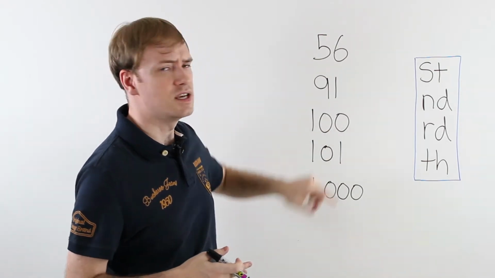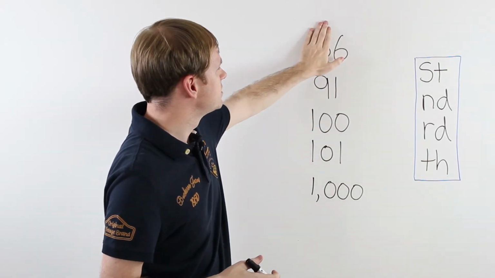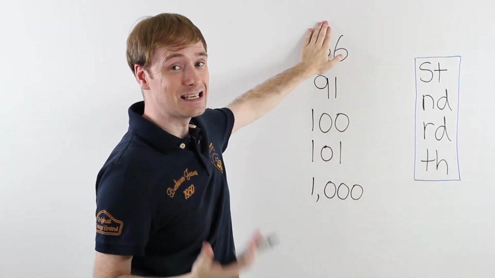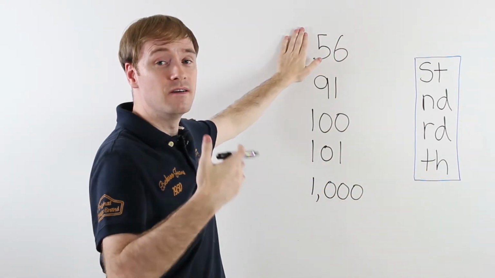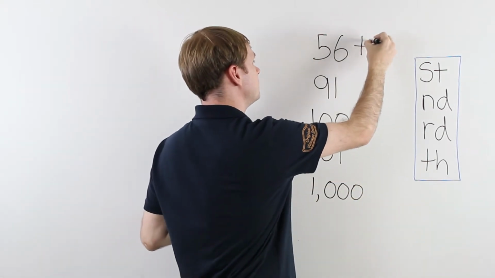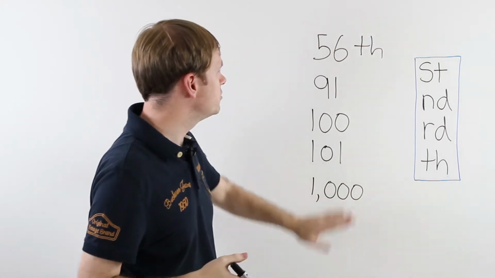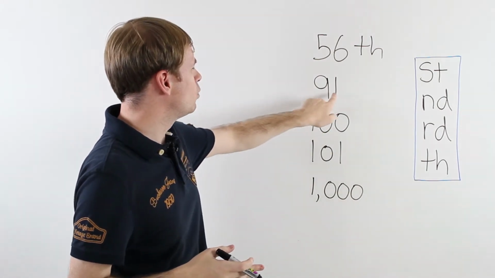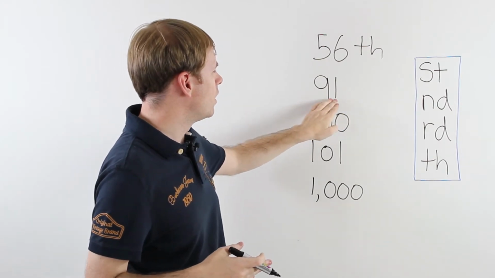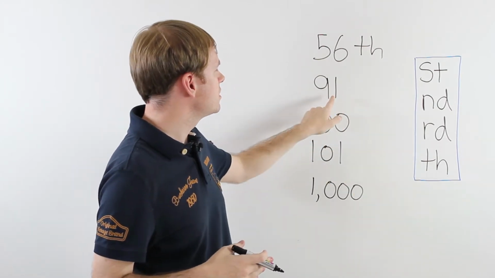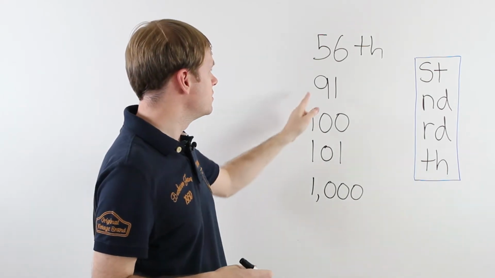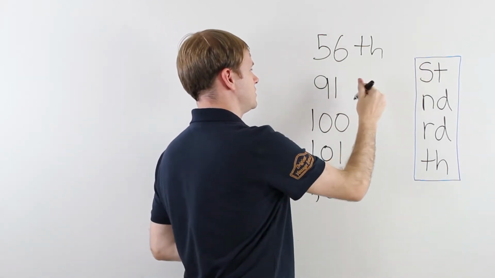So 56, well, we know 6 is TH, sixth, and it's going to be the same, 56th. So we're going to write a TH there. Let's move on to the next number. 91, well, what's the ordinal number? 91th? No. This is going to be like 21st and 31st. This is going to be 91st.